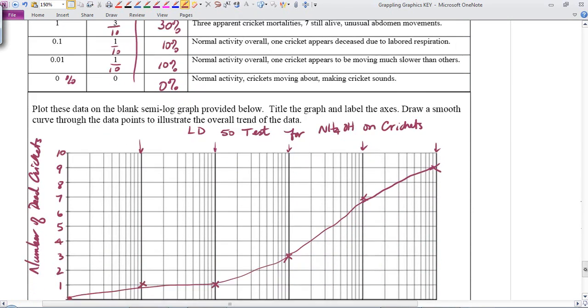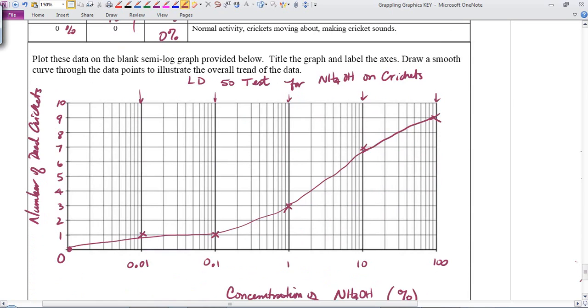Now, what does LD50 mean? LD50 means the lethal dose where 50% of the population dies. Well, we had 10 crickets, agreed? So where would 5 have died? And where does that crash into our data? Right there. So I did 5, follow this line over, crash it into my data. Read down, what would that concentration be? Well, if this is 1, and this is 10, and that's 2, and that's 3, and that's 4, so it would be at 3.5%. That's when half of my crickets would die.